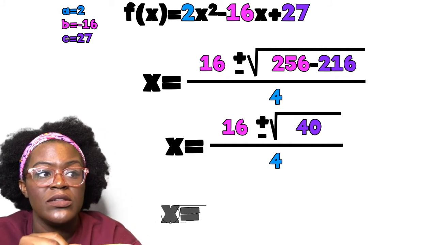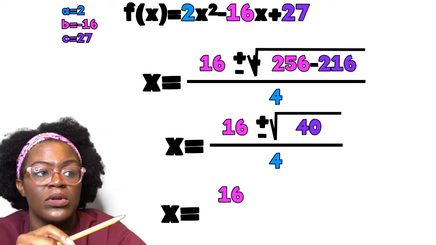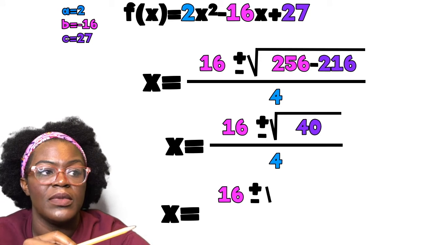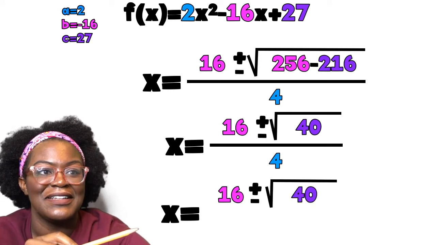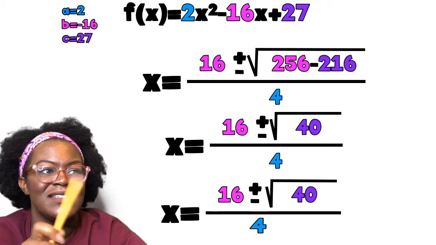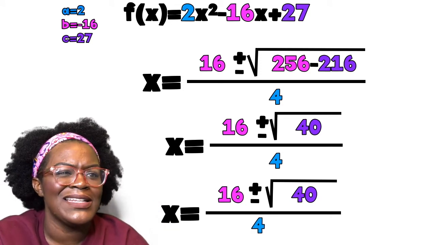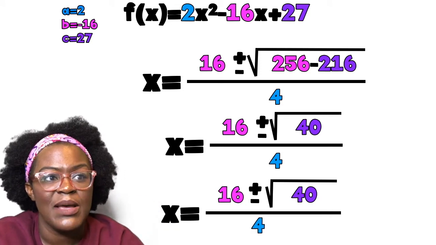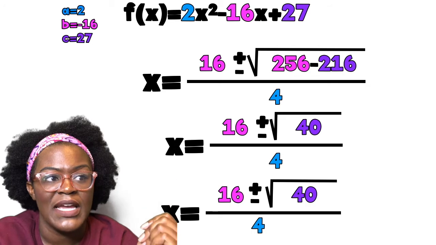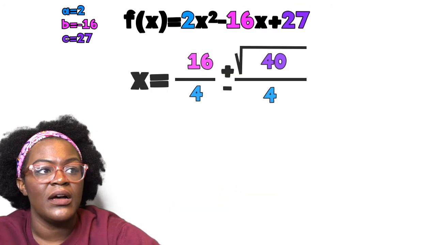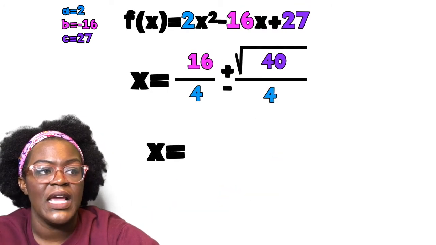I see how I did this first. What did I do here? Okay, so we're gonna separate the 16 over 4 and then the plus or minus. So it's gonna look like this. Yay.